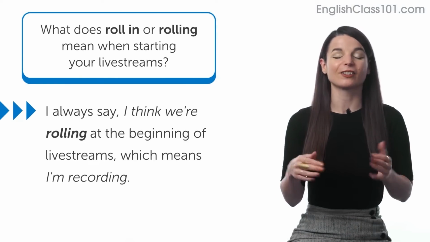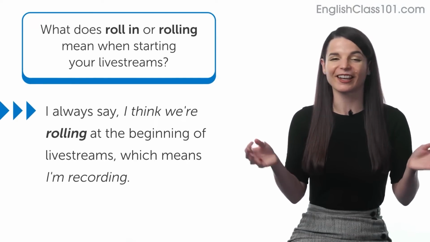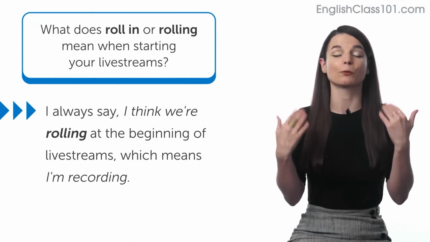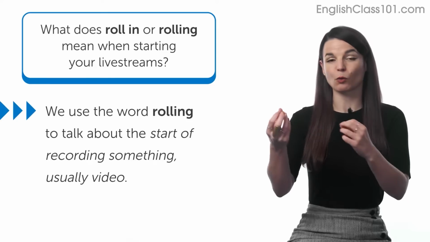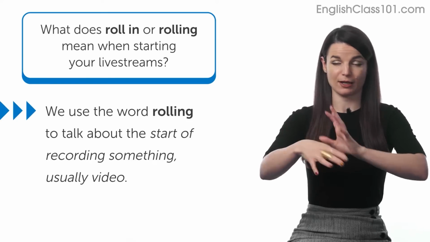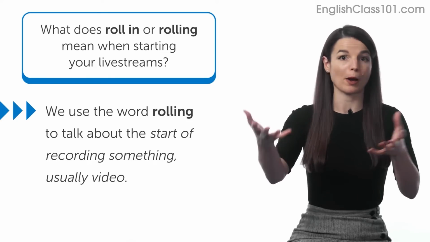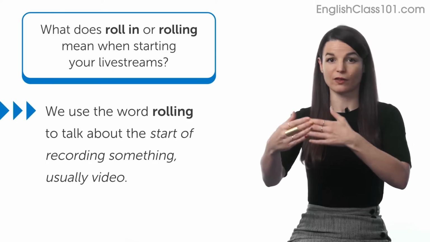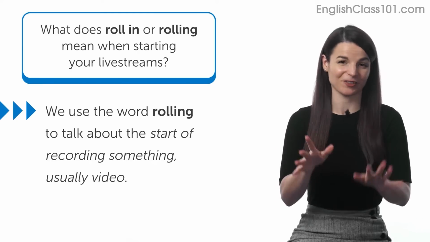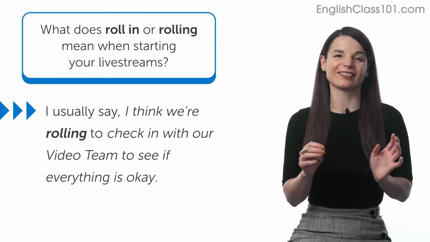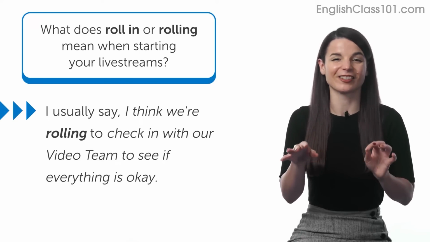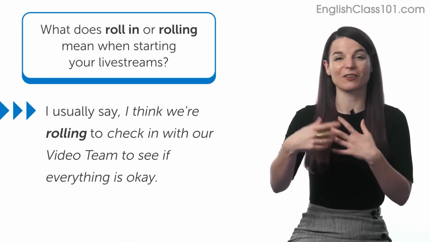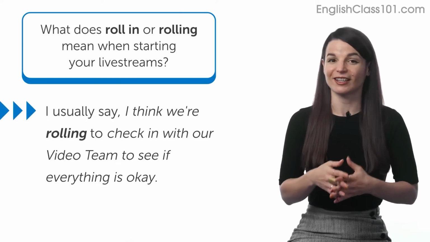Yeah, good question. So I always say, I think we're rolling at the beginning of live streams, which means recording. So we use the word rolling in video and sometimes, I guess, other kinds of web media to talk about recording. So rolling means recording, or the video is going at this time. That's what it means. So I usually say this to mean, I think that everything is okay. It's kind of like a check-in phrase that I use with the team to make sure that everything is going okay.